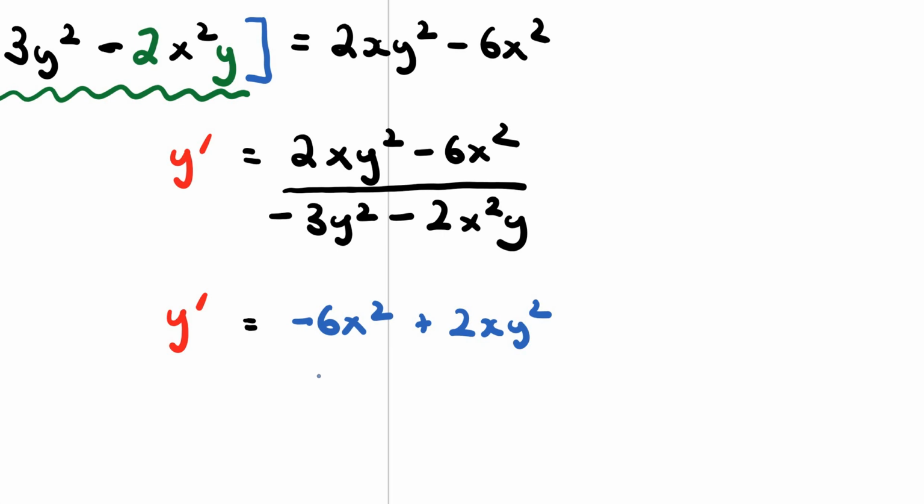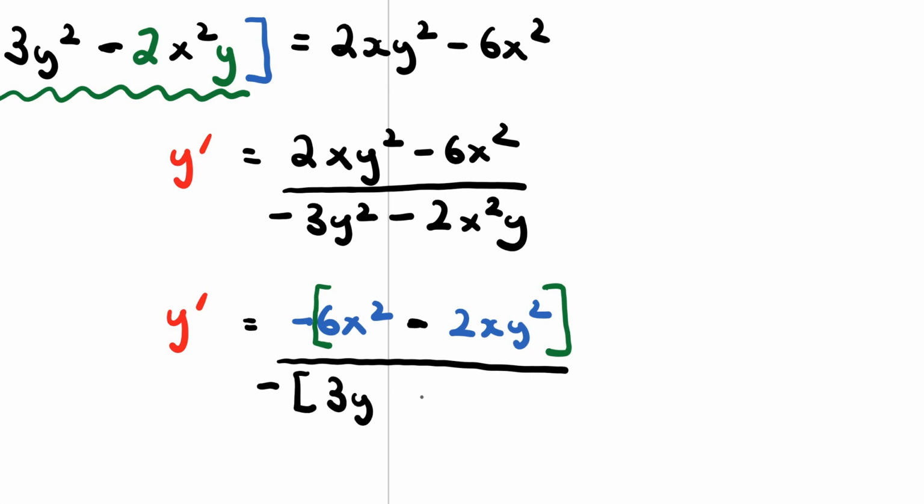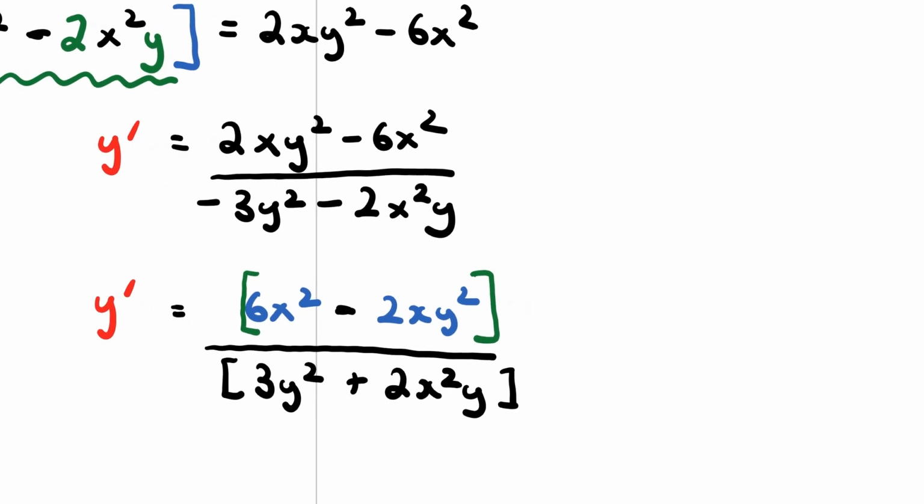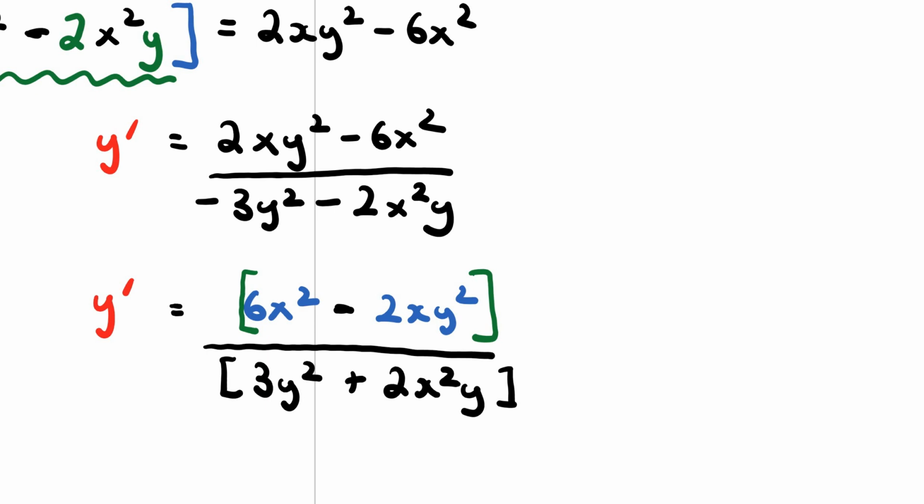And then what we're going to do is factor out the minus sign there. If I factor that out, then this becomes a minus sign. And on the bottom here, if I factor out the minus sign, I would get 3y squared plus 2x squared y. And then this minus sign will cancel off. And then you also have another answer just like that.